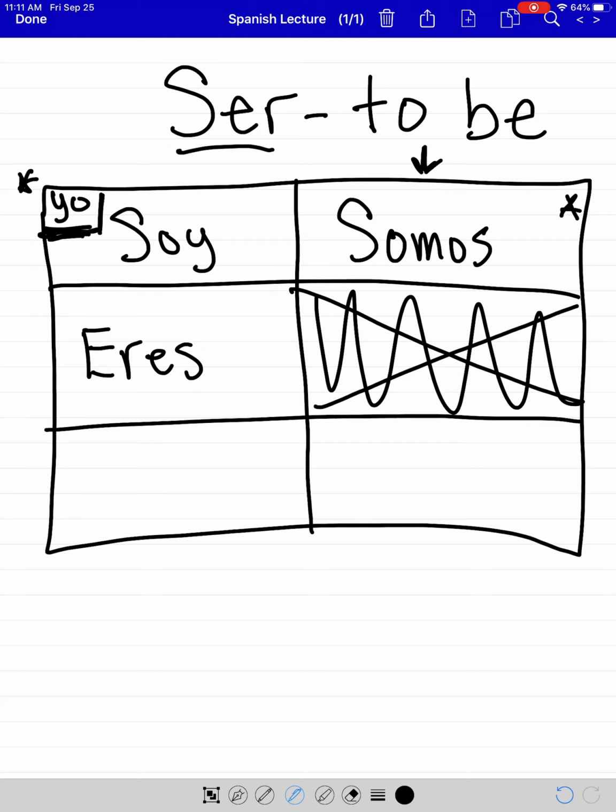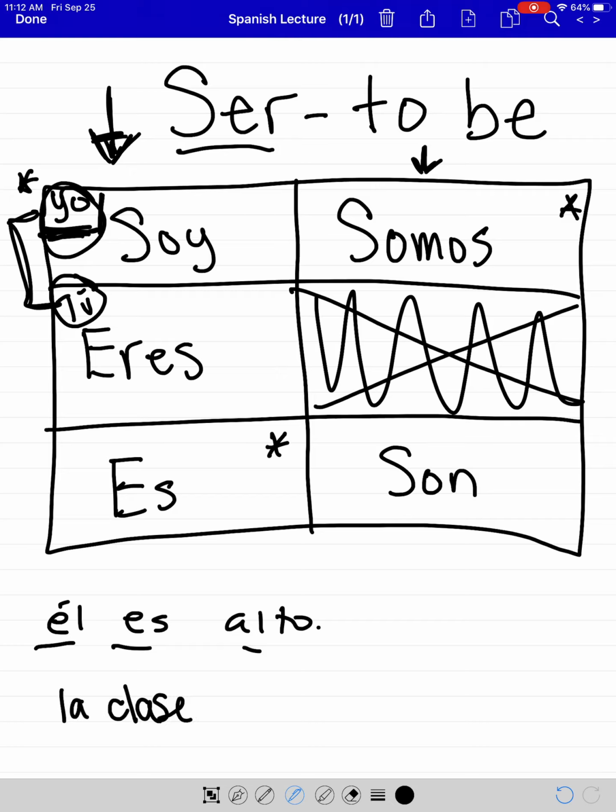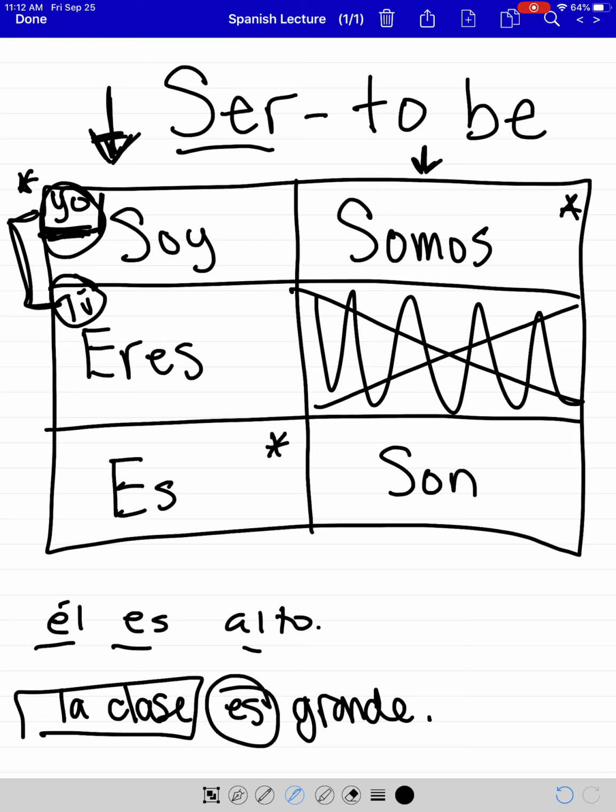The last two we've already learned. These are our verbs es and son. We've gone over these before. So for es, you're dealing with any one singular person, because we're in the singular column, that does not say yo and does not say tú. Anything else that is singular that is not one of these two words. So it could be él es alto, he is tall. It could be la clase es grande. The class, because it's just one class, is large. As long as you just have one single noun that is not yo and is not tú, then you're going to use es.